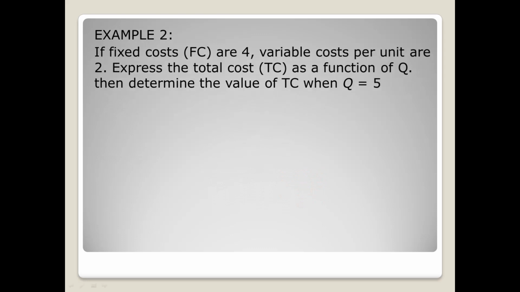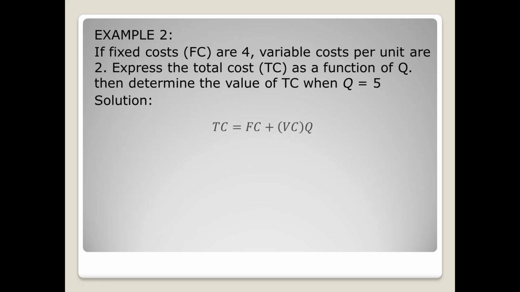Let's have another example. If fixed cost FC is 4, variable cost per unit is 2. Here, variable cost is given per unit, means for each unit, for each good, the variable cost is 2. Express the total cost, TC, as a function of Q, then determine the value of TC when Q equals 5.